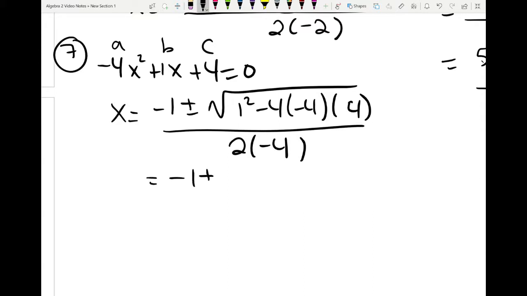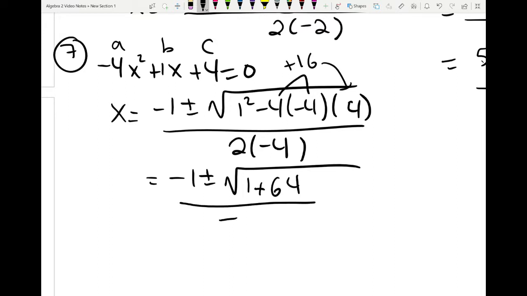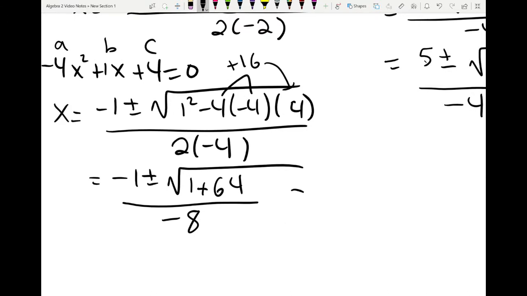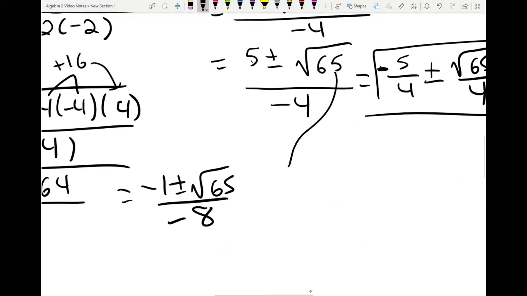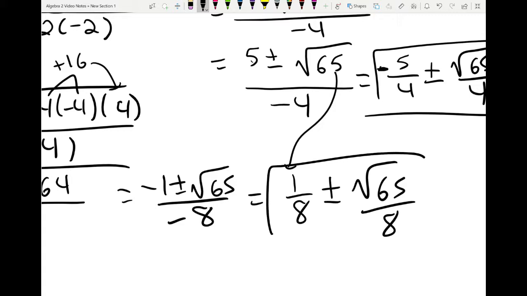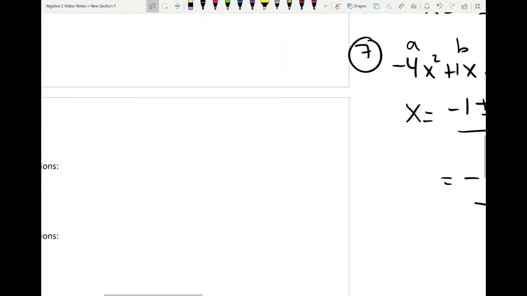So we have negative 1 plus or minus 1 squared is 1. Negative 4 times negative 4 is positive 16. 16 times 4 is 64. So this will be positive 64 over negative 8. So it looks like we got negative 1 plus or minus square root of 65 over negative 8. And kind of like this one, we can split it into the two numbers, 1 over 8, and then square root of 65 over 8. All right, so those are our two answers.